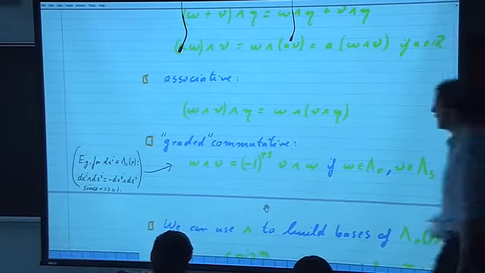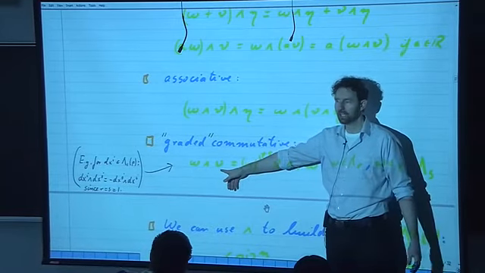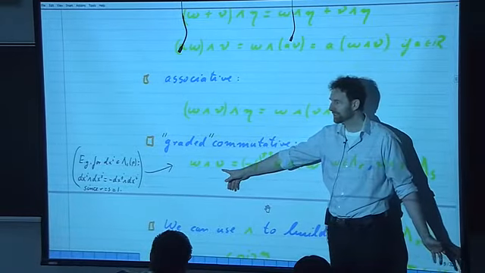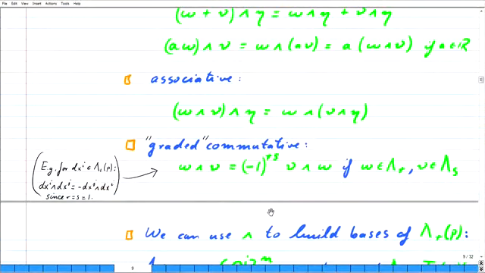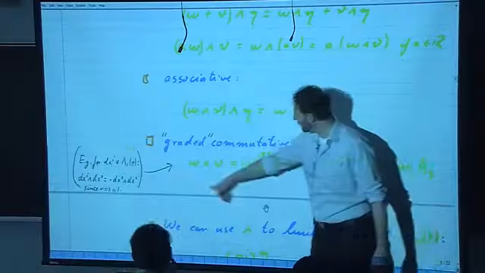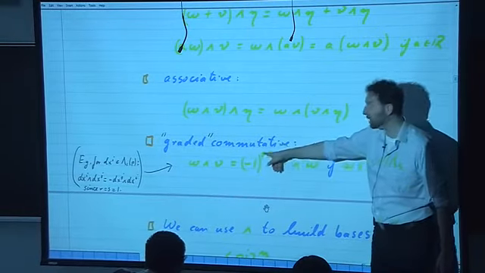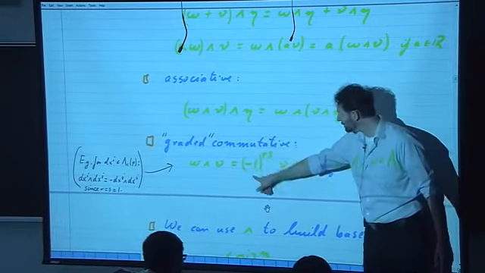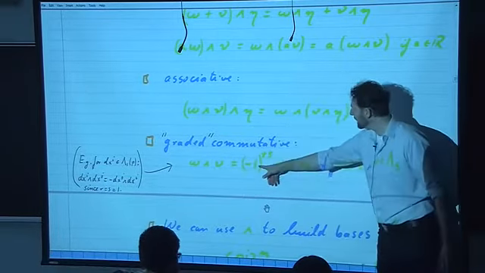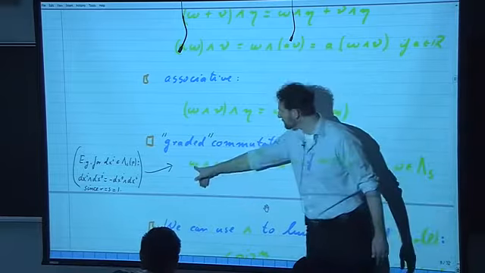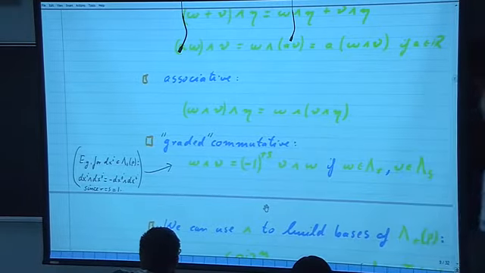So in particular, if this is a one form and that is a one form, then what? Commutative, anti-commutative? Anti-commutative, right? Because if this is a one form and that is a one form, then R and S are 1, so it's minus 1 to the power 1, which is minus 1. So if this is a one form, that's a one form, then it's anti-commutative. So dx1 wedge dx2 is minus dx2 wedge dx1.